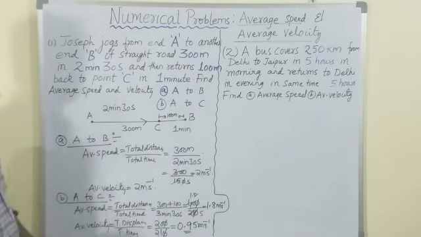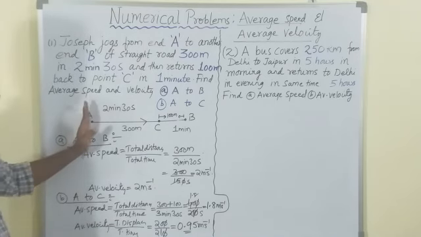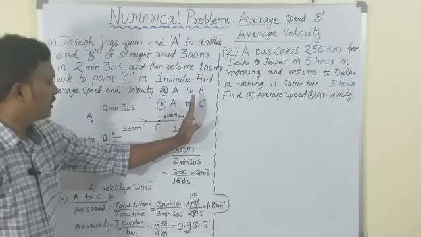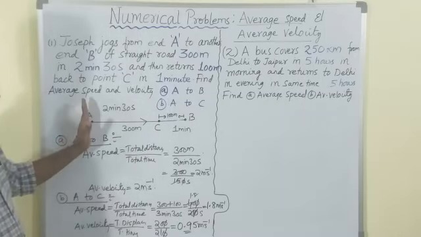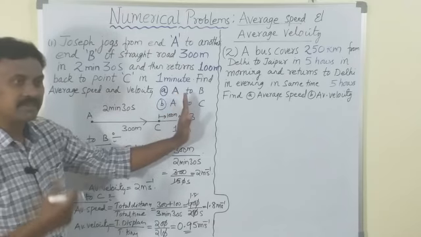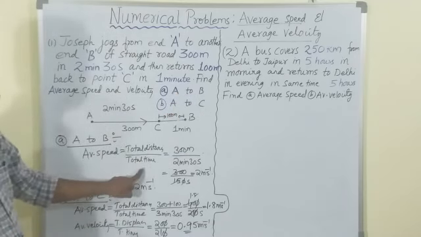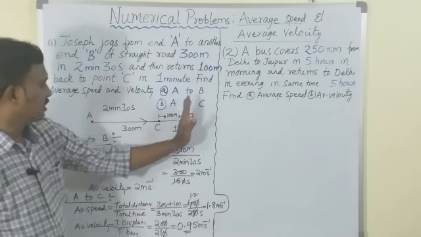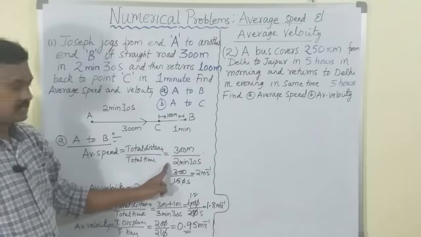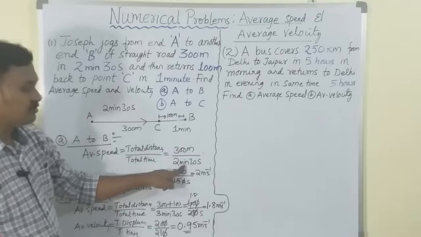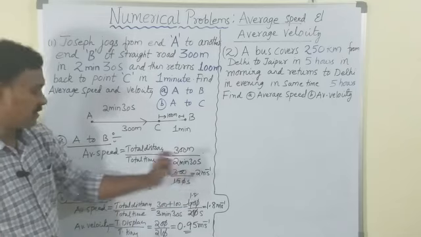Okay, so let me say once again. The body is starting from here, it is reaching B and then it is coming to C. In the first case you have calculated only from A to B. What is average speed and average velocity? Average speed is total distance by total time. What is the total distance? 300 meters. And what is the total time? 2 minutes 30 seconds. Converting the minutes into seconds and calculating, we finally get 2 meter per second.